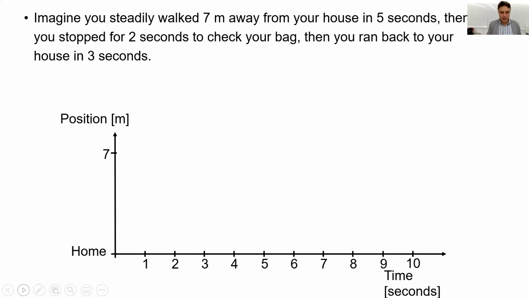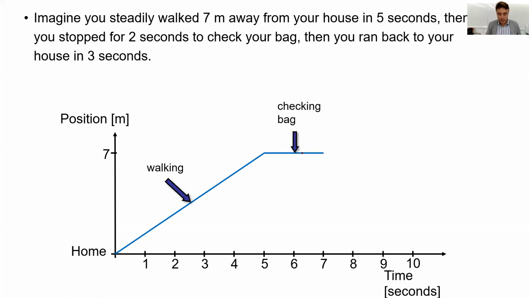Imagine you steadily walked 7 meters away from your house, and it took you 5 seconds to do that. Then you stopped for 2 seconds and checked your bag, and you ran back to your house in 3 seconds. You can make a plot of position versus time for that motion. Here's walking. It took you 5 seconds to walk that 7 meters. Here's checking your bag. You're standing perfectly still, and you've got a straight line. And then you turn around, and you're running back.